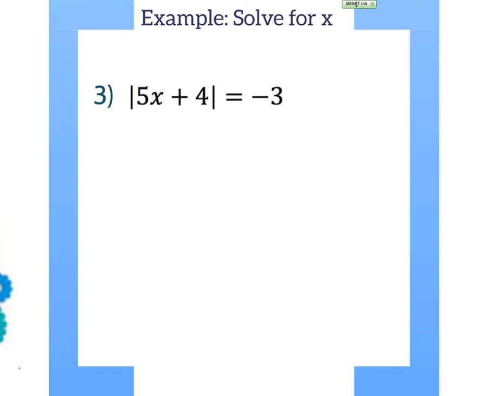Alright, the absolute value of 5x plus 4 equals negative 3. See what you guys can do with this one.